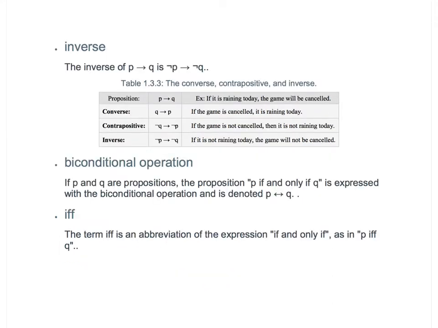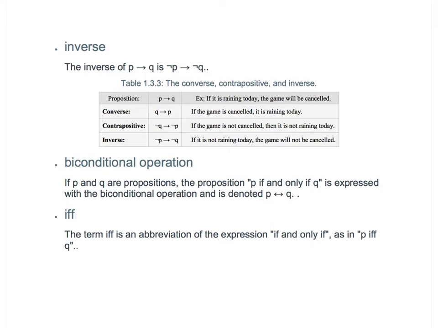Another form of a conditional proposition is its inverse. The inverse of P then Q is not P then not Q. So we basically negate both the hypothesis and the conclusion. So the inverse of P then Q becomes not P then not Q. Here in this table, you can see the converse, contrapositive, and inverse of a conditional proposition.